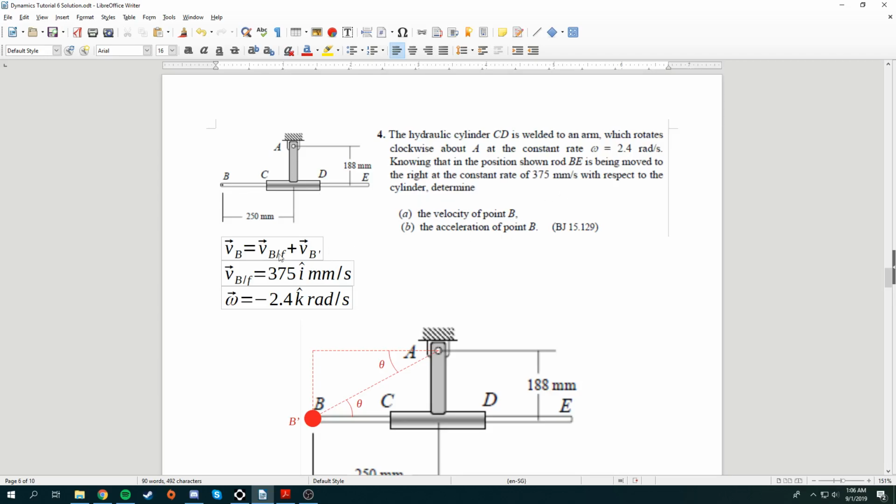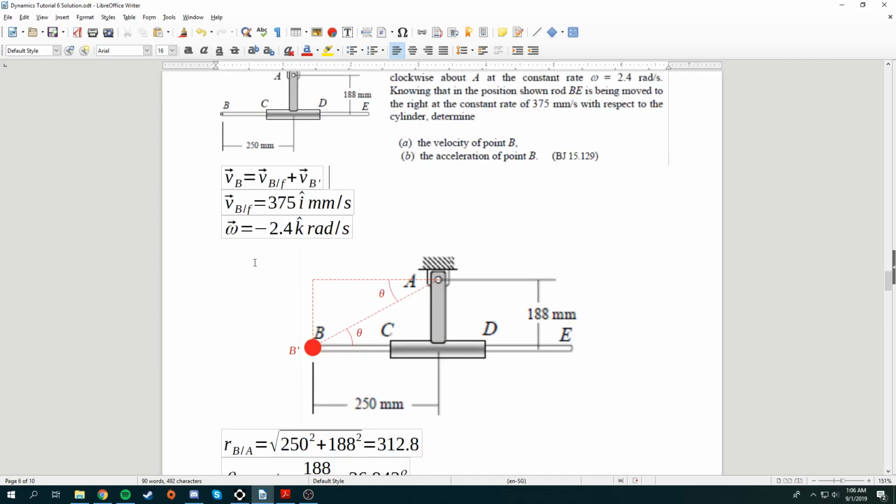So first what we can do is we write down the general velocity form. That will be velocity of B equals velocity of B with respect to the frame plus velocity of B prime. So attach a frame onto this rod CD, and we are only measuring the linear motion. And this is what we get.